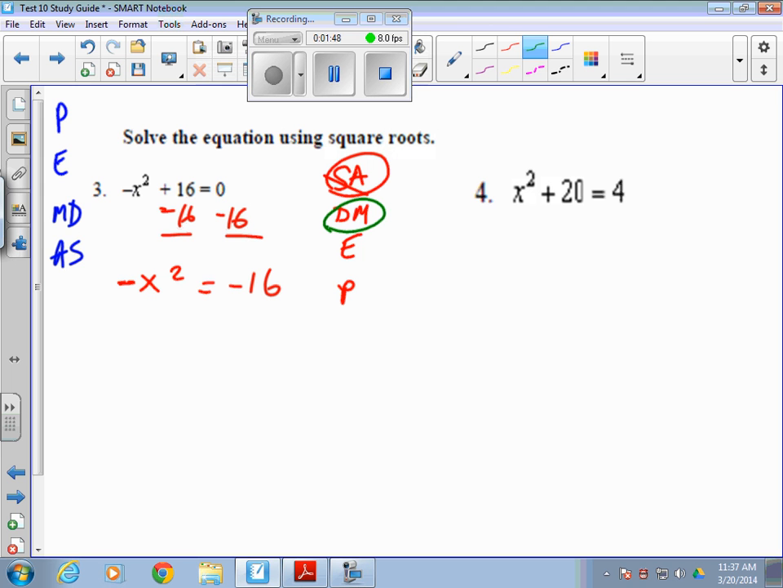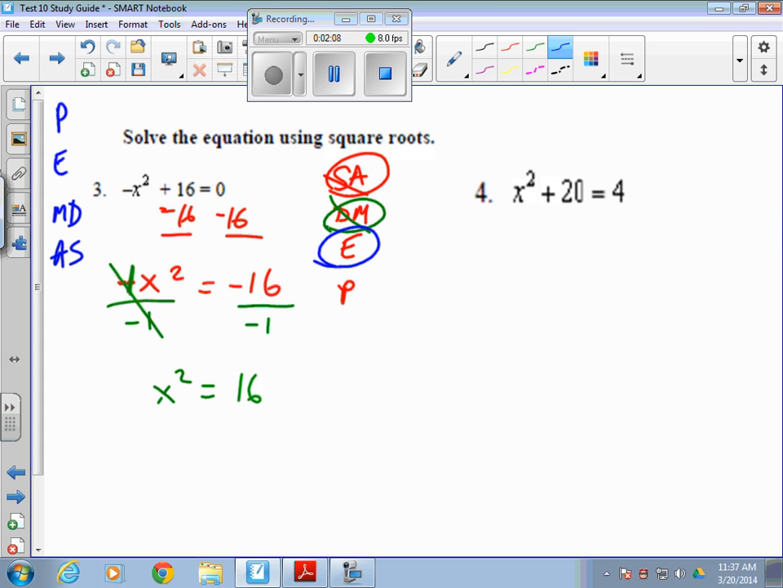Anything multiplying or dividing. It's not as easy to see, but there's a negative 1 multiplying that x squared right there. In order to undo that, you divide by negative 1. If you do it to the left side, divide the right by negative 1. That'll cancel and leave you with x squared equals negative 16 divided by negative 1, which is positive 16. No more multiplication and division.